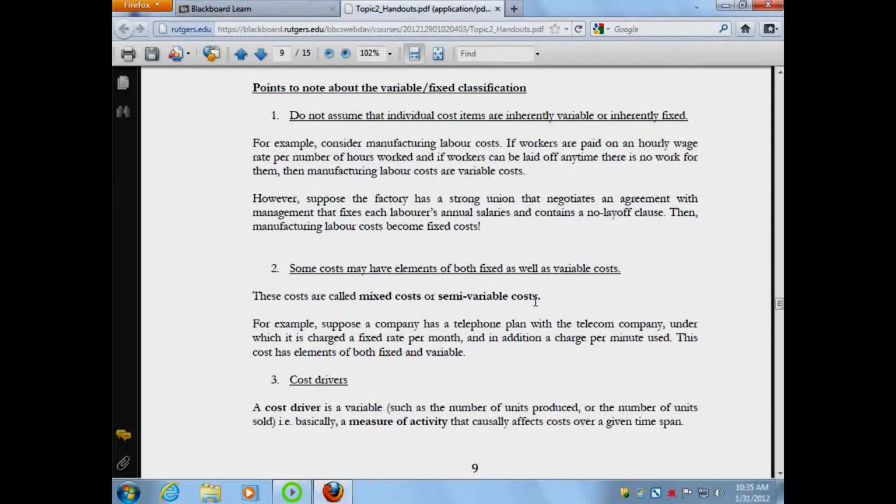Okay? So let's look at an example from your textbook to bring out this concept a little bit more for you to understand why it's important. So if you look at your handout, this is the example of Thomson Transport Company. Okay.